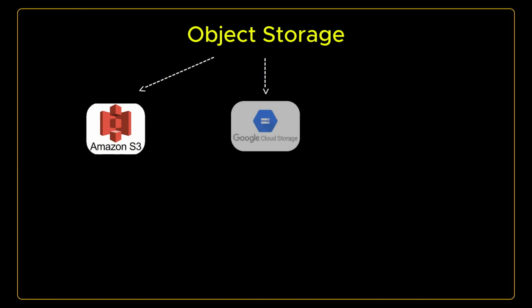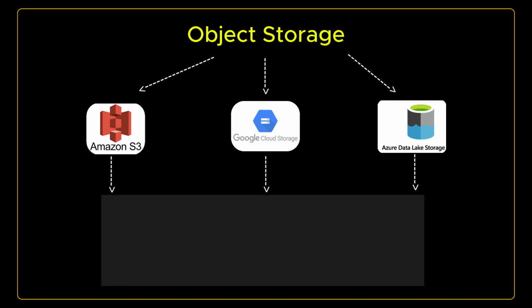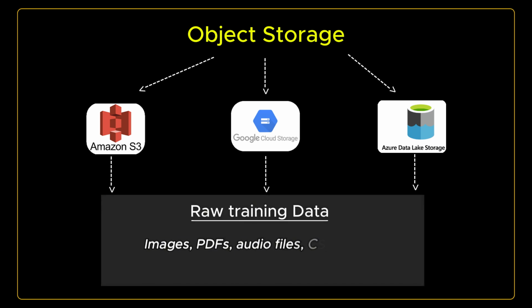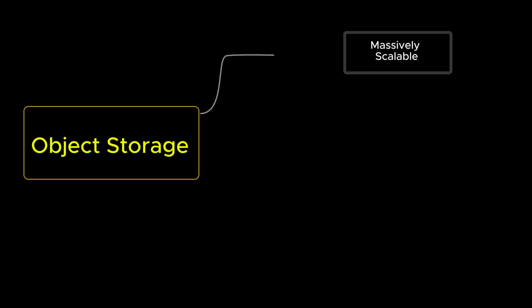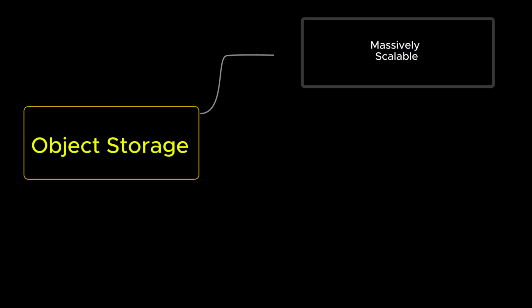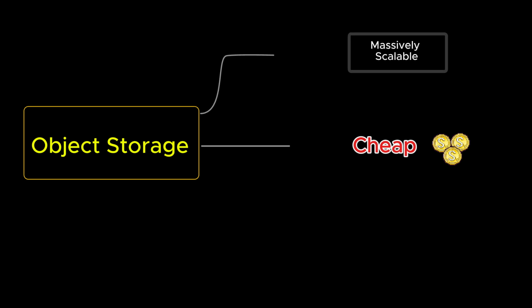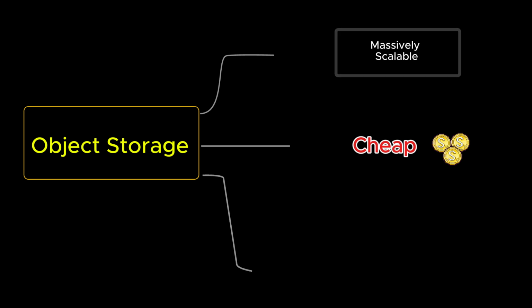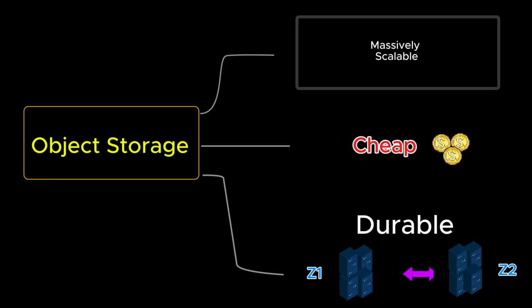First up, object storage. Think AWS S3, Google Cloud Storage, Azure Data Lake Storage. This is where your raw training data lives. Images, PDFs, audio files, CSV dumps, JSON records, basically all of it. Now, why do you use object storage? Because it's massively scalable. We are talking petabytes without breaking a sweat. Now, it's cheap. You're paying cents per gigabyte per month. Now, it's durable. Providers replicate your data across multiple availability zones.